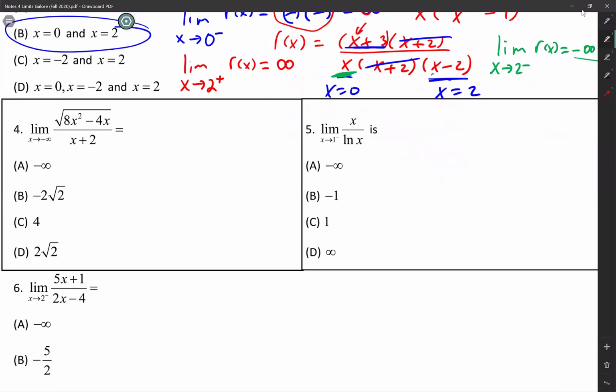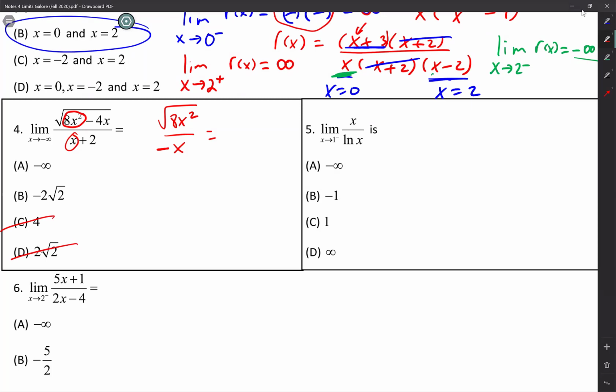All right, here we go. This one's not hard, at least I hope it's not. I'm approaching negative infinity. End behavior, I'm going to circle what I want. End behavior on the bottom is x. End behavior on the top is square root of 8x squared. Well, let's see, square root of x squared. Oh, by the way, the bottom is negative. How come you guys didn't tell me? Why is the bottom negative? Because x is approaching what? Negative infinity.